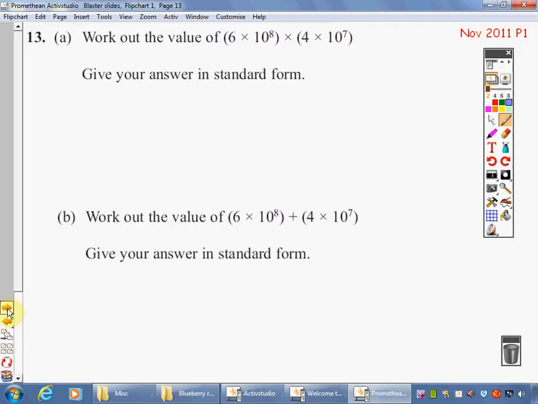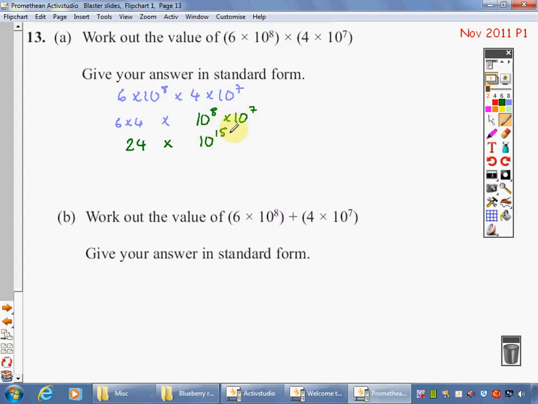Welcome back. Okay. This is some calculations using standard index form. The first one we've got is 6 times 10 to the 8 times by 4 times 10 to the 7. I'm going to split it down and do my digit bit there first of all. So 6 times 4 times by, now the other bit, 10 to the 8 times 10 to the 7. 6 times 4 is 24. 10 to the 8 times 10 to the 7, we add indices, 10 to the 15.